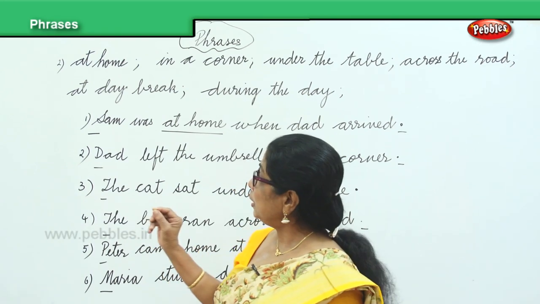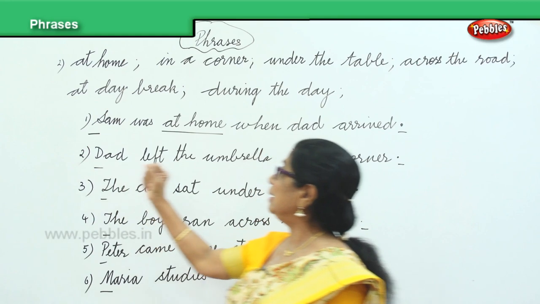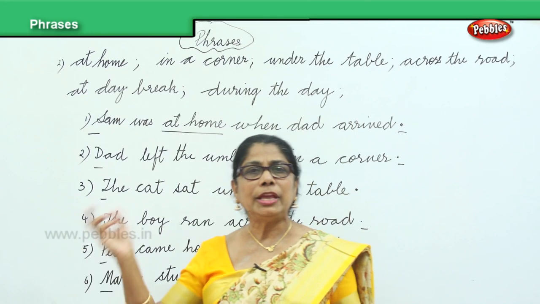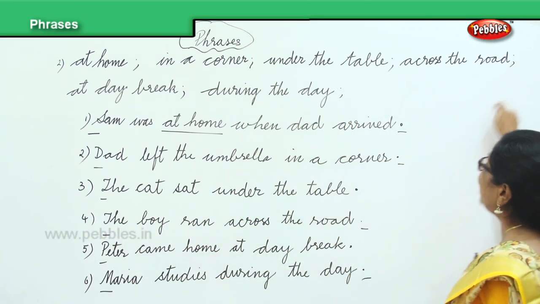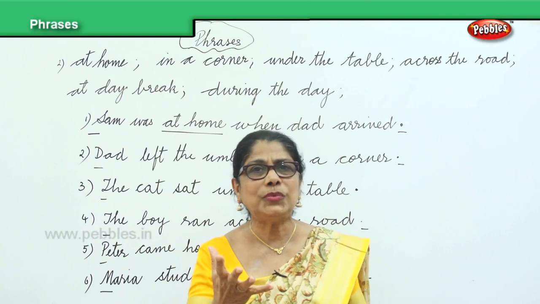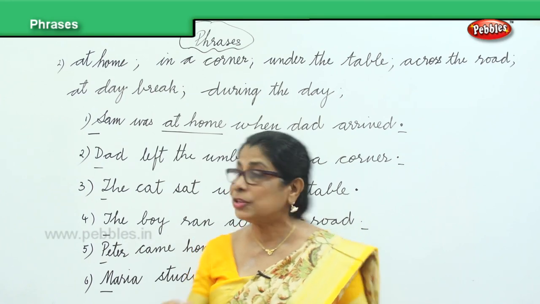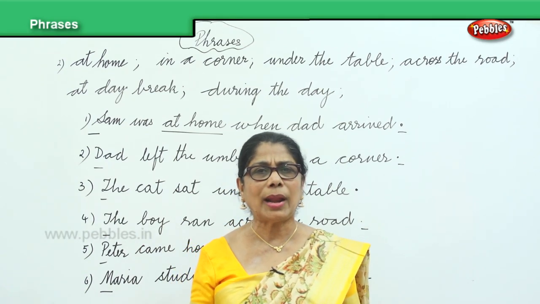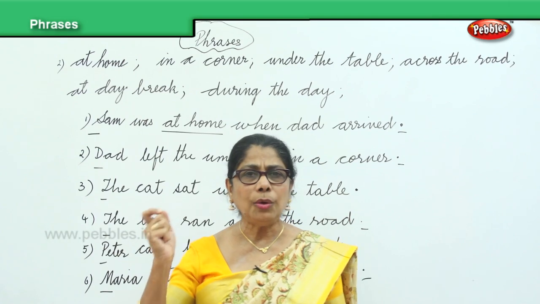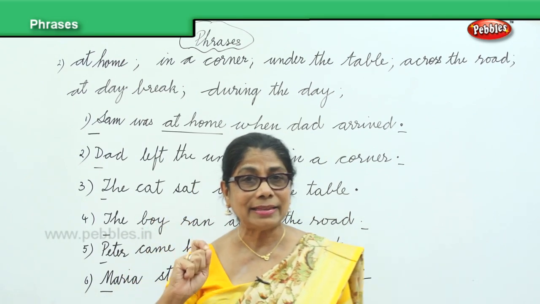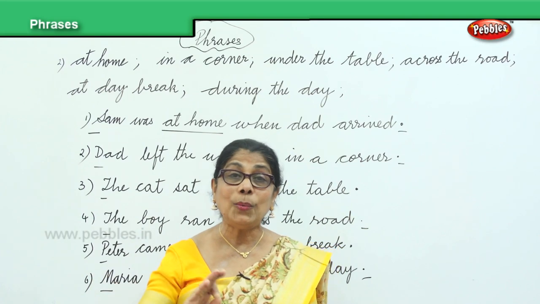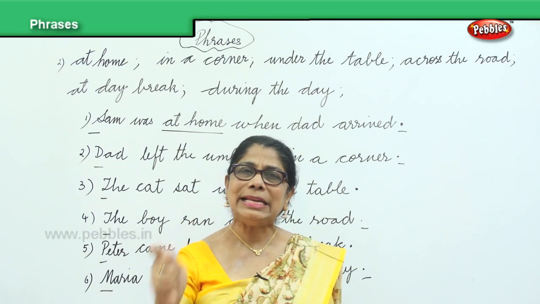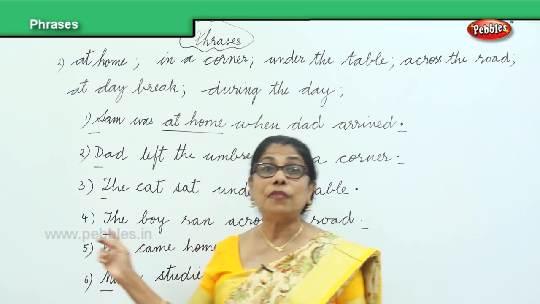Now, you also need to look at these: at daybreak, during the day, in a corner, at home. If you look at these, they do not have a verb. What is a verb? A word that does some action. When you say at daybreak, beginning of the day, what happened? Where is the verb? No verb. In a phrase, there is no word, no one doing an action. The verb, a doing word, is the important part of a sentence.